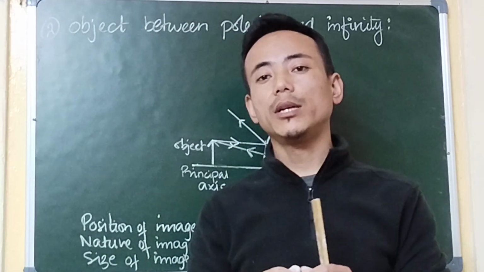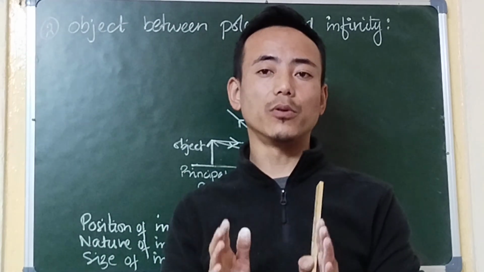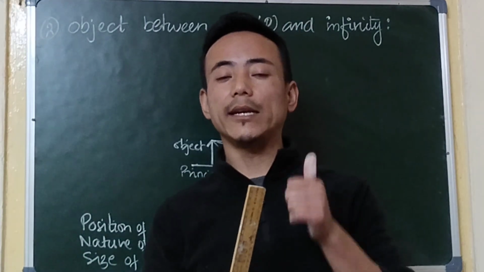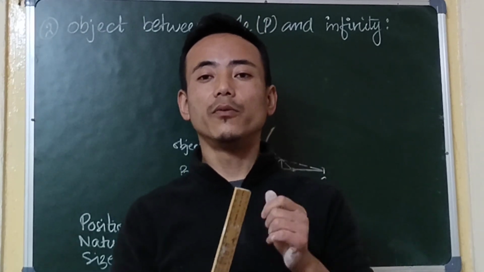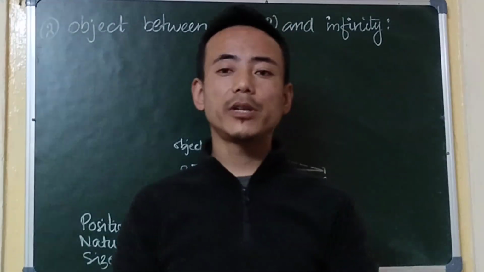For a concave mirror, the last case is important when the object is kept between pole and the focus, because that is the only case where a concave mirror forms a virtual and erect image, whereas a convex mirror always forms a virtual and erect image. Alright, so that's all for today.